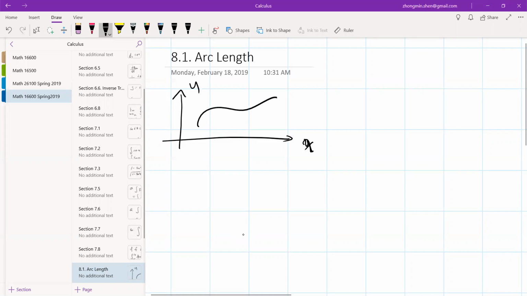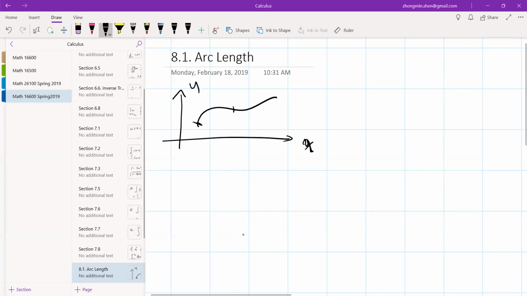You already learned Riemann sums and integrals, right? Now, probably you can derive the formula by yourself. I'm not going to go through the details of how to set up and find the formula for the arc length. What I'm going to do is present the slide differently.